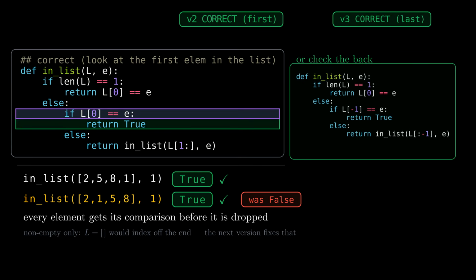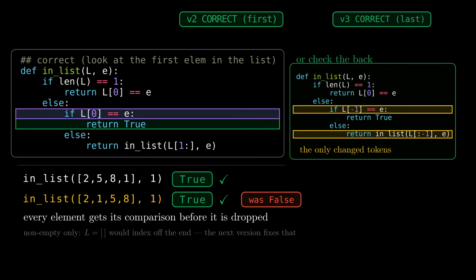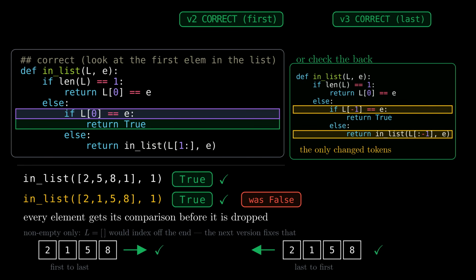A symmetric version checks the last element instead, and it recurses on everything except the last. Right to left, same correct answers. What matters is the principle, not the direction.